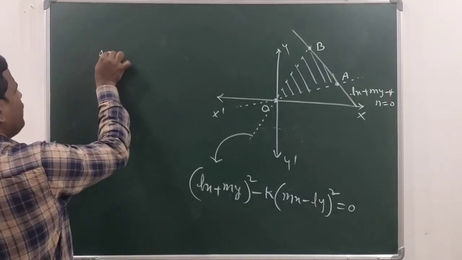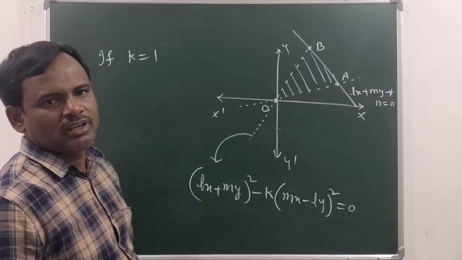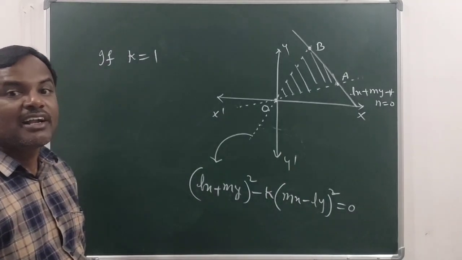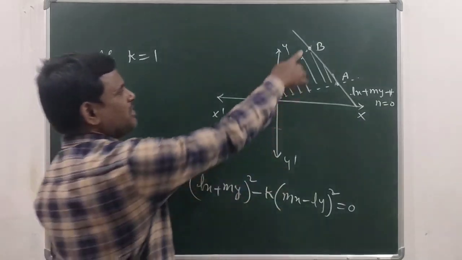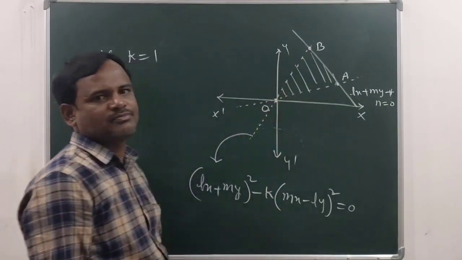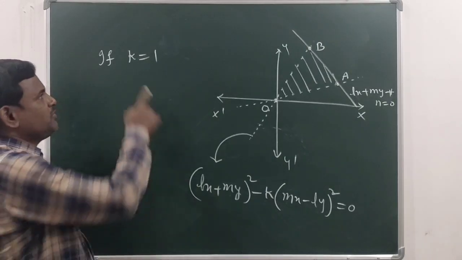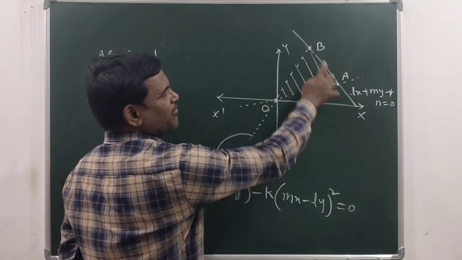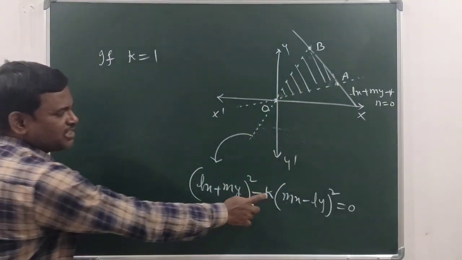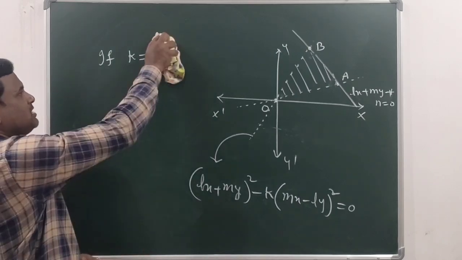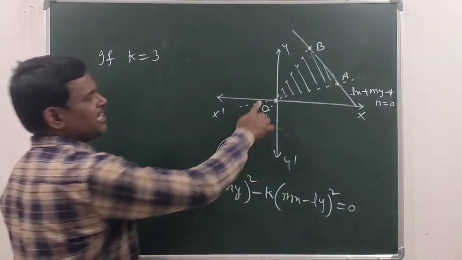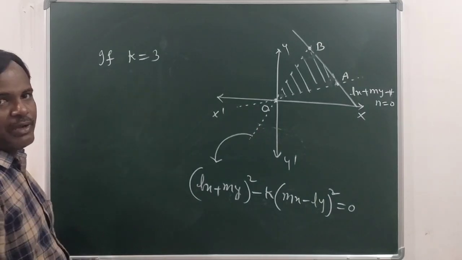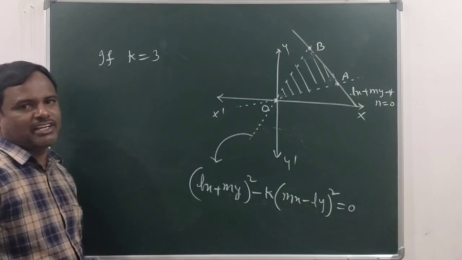See students, if k is equal to 1, then this is a right angled isosceles triangle. OAB is called what kind of triangle? Right angled isosceles triangle. These two sides are equal and here you will get 90 degrees. These two angles are equal, 45, 45, and this will be 90 if k is 1. Suppose if k is 3, this is an equilateral triangle. So you will get 60, 60, 60. The triangle OAB is an equilateral triangle when k is 3.